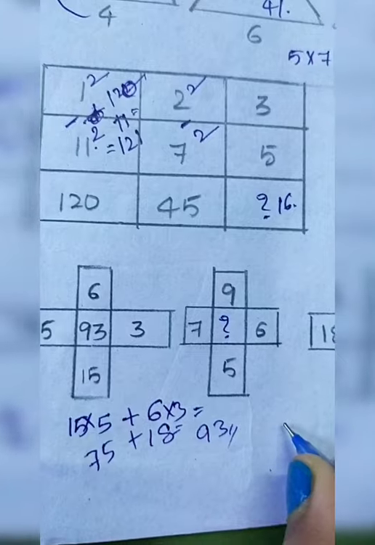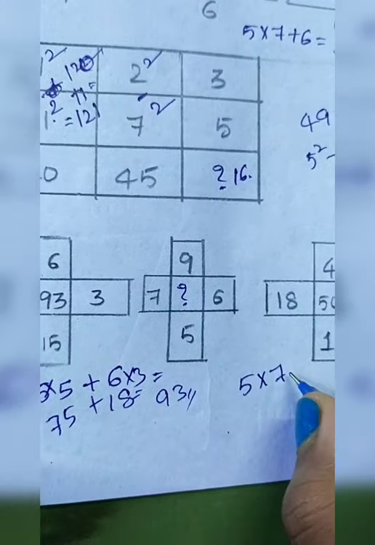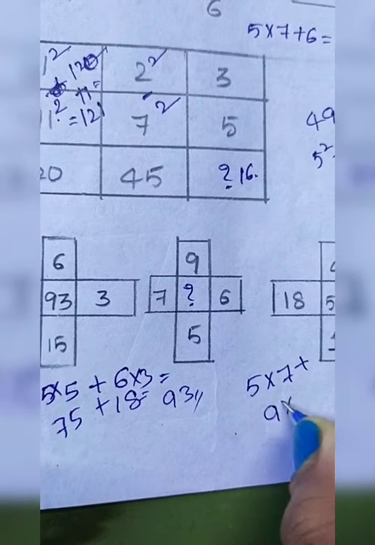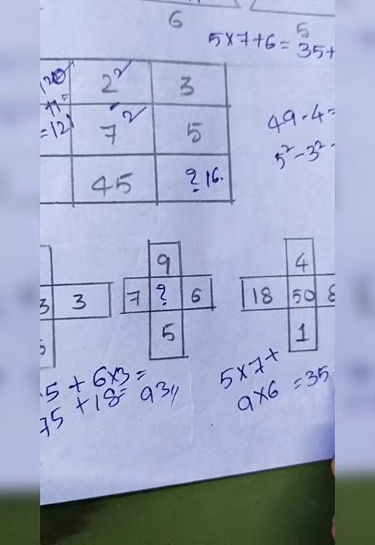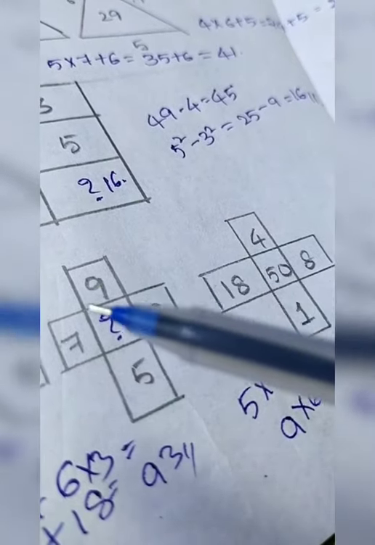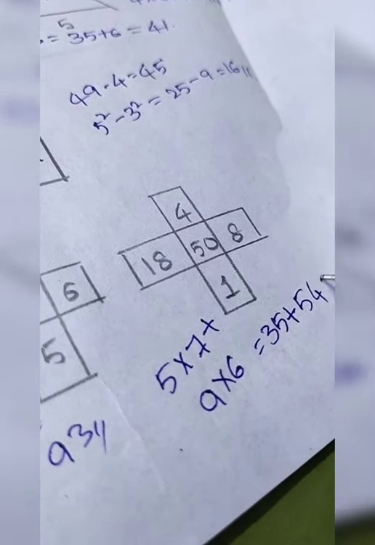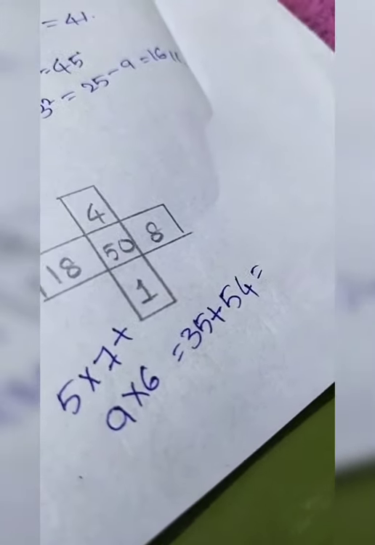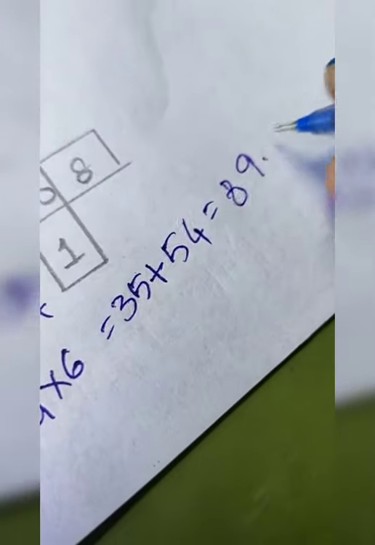That is 5 into 7 plus 9 into 6. 5 7s 35 plus 9 6s. So 9 into 6 is 54. So 35 plus 54 is equal to 89. Yes. So we got the answer as 89. So that is the correct answer.